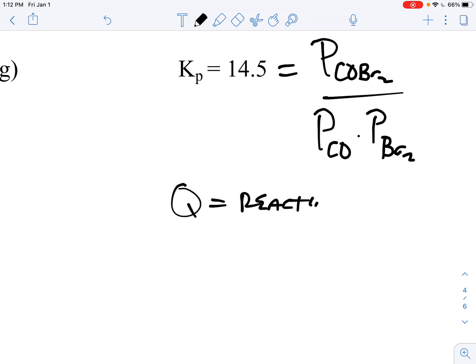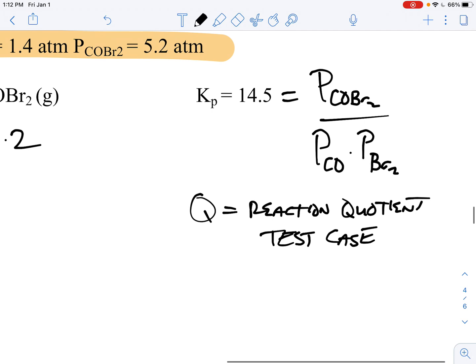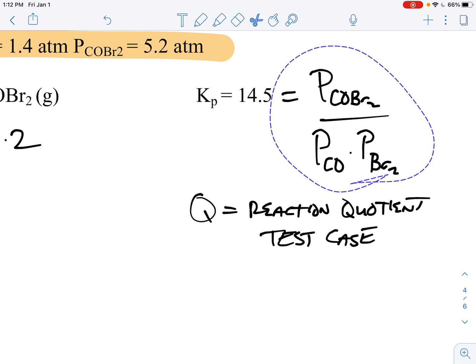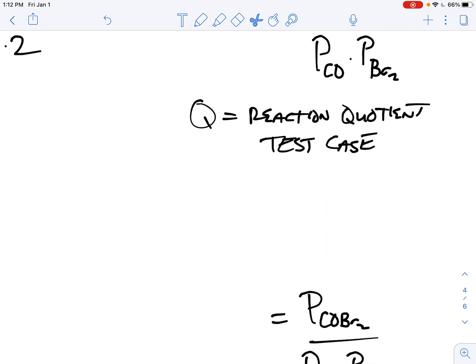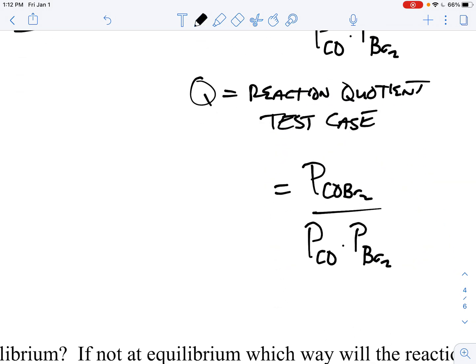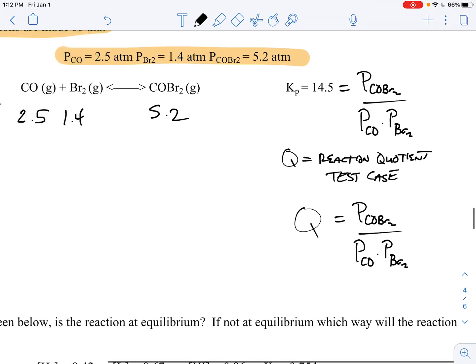And our test case is Q, and that's called the reaction quotient. The reaction quotient is literally the same thing as K, except it's a test case. So all we're going to do is take the equation for K that we developed, copy it down here, and slap the label Q on there. All right? So let's check it out.